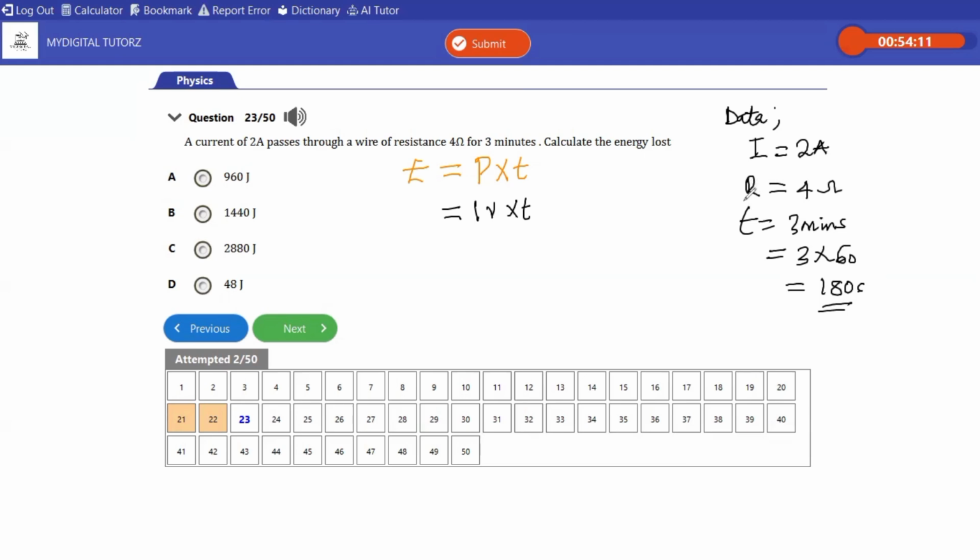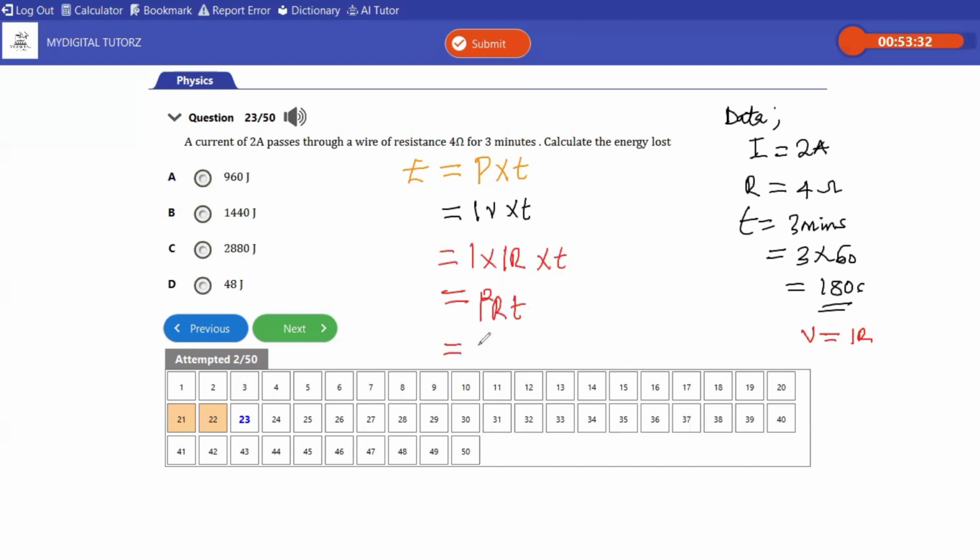From the data given to us, we don't have V. So how do we do? Remember your Ohm's law, that V is equal to IR. So anywhere I see V in the formula, I put IR. So that will be I multiplied by IR multiplied by T. Here, I multiplied by I gives us I squared R multiplied by T. So the energy loss is equivalent to the heat, which is I squared RT.